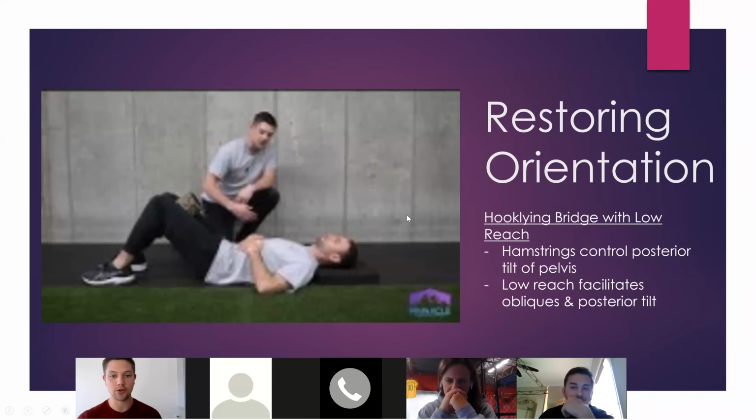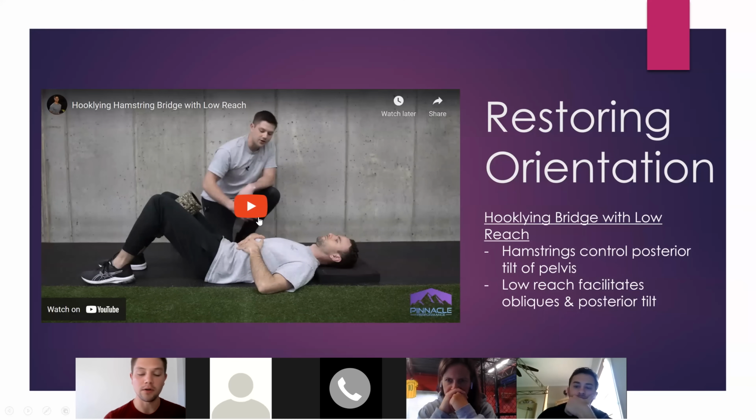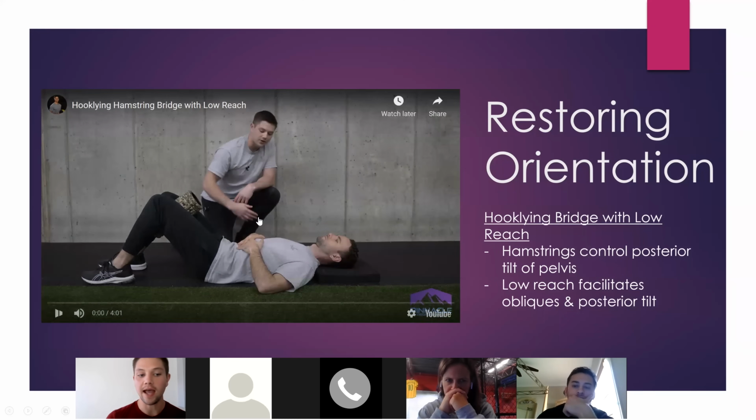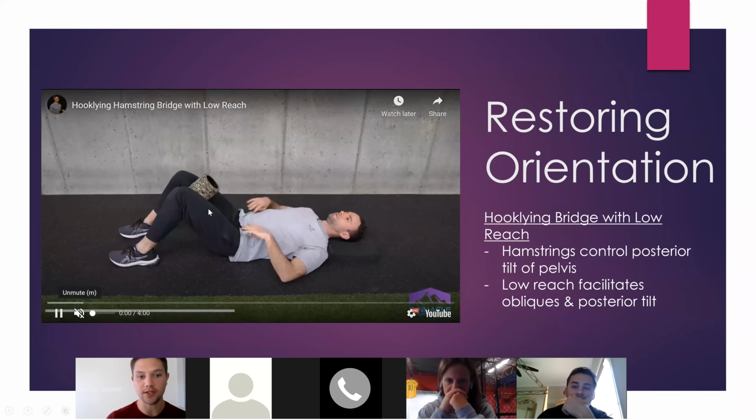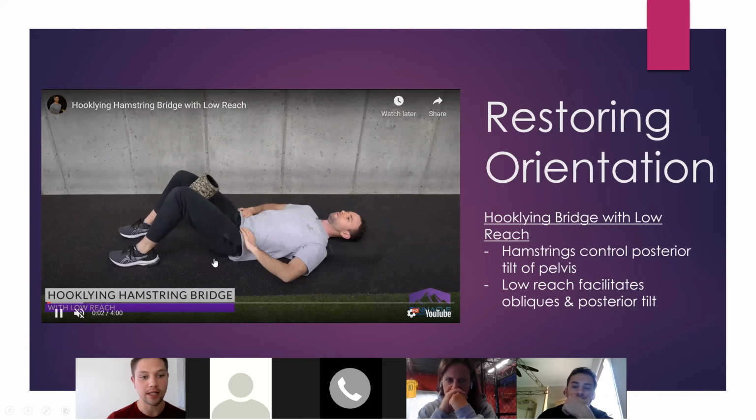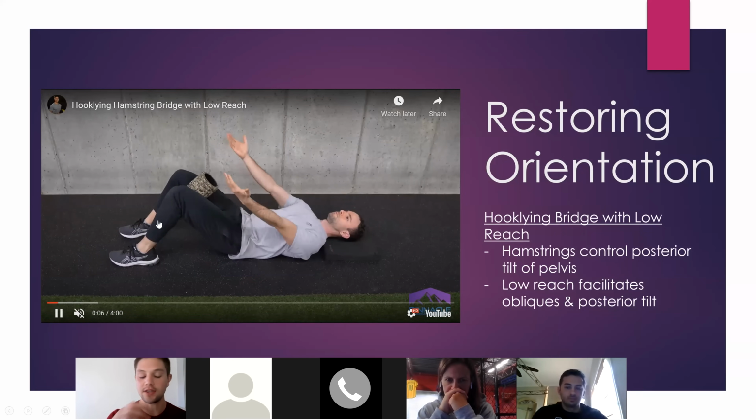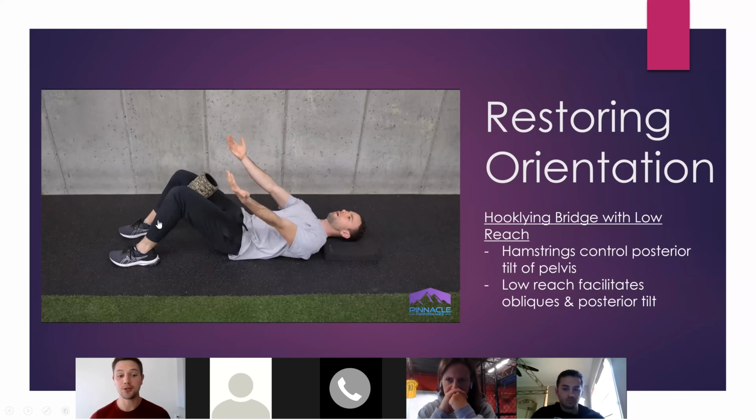Here is a very basic drill you may have seen before for restoring orientation. What that foam roller is doing is just keeping the femur in line with the pelvis and also the tibia and the foot. Here's the thing. I know you guys might be saying, oh, I've seen this 1,000 times. I bet you're probably not doing it to the maximal efficiency at which you could. What are we trying to achieve here?